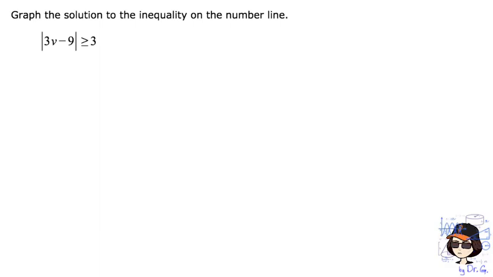So we've already isolated the absolute value, so we don't need to do anything. So now what we'd like to do is take away the absolute value, but we need to know what to replace it with. So let's picture it on the number line. So here's my number line. So the thing inside the absolute value, 3v minus 9, is just a real number that has to be at least 3 units away from 0. It has to be a distance of greater than or equal to 3 units away from 0. So there's two directions, right?